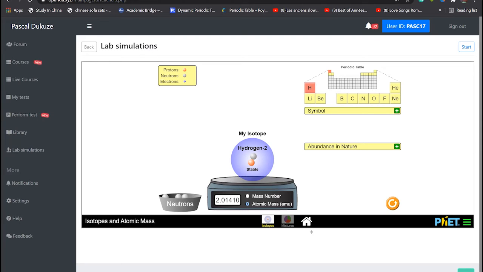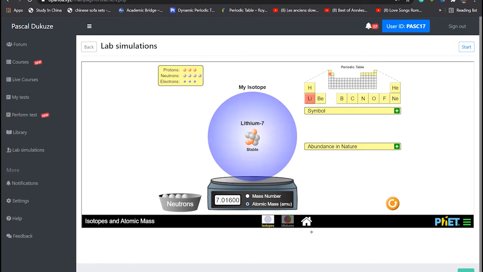Now let's go to the bonuses. Remember, here we are using hydrogen. We can change to have something like lithium. We have a new nucleus. What happens? You can see the mass number of lithium is 7, which has 3 protons and 4 neutrons with 3 electrons. It is a stable isotope.